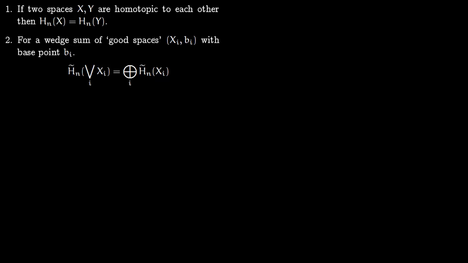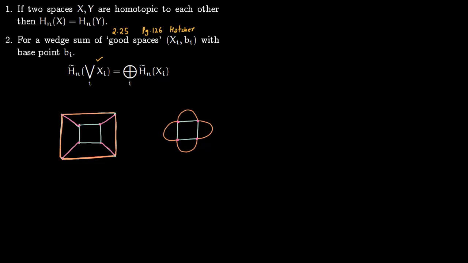To more precisely understand good spaces, you can see corollary 2.25 of Hatcher on page 126. It just says you have a space Xi and a base point bi, then you have this wedge sum for reduced homology groups. This is isomorphic to the direct sum of homology groups of individual spaces. So if you have a wedge sum, you just take the direct sum and this will give you the homology directly. This makes it possible to calculate homology of wedge sums really fast.